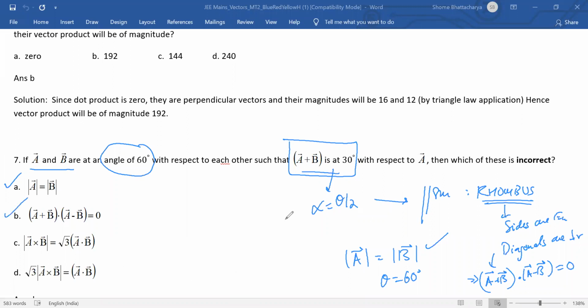Now also, theta is 60. So you can see that A dot B will become A square cos 60, and A cross B's magnitude will become A square sine 60. So you can see that this relation will also hold true. This one will be the one which is false.